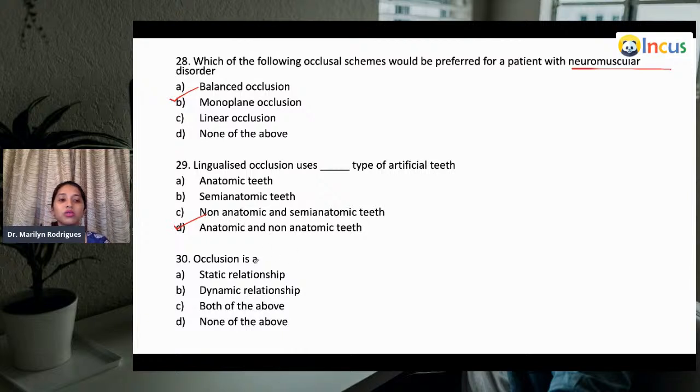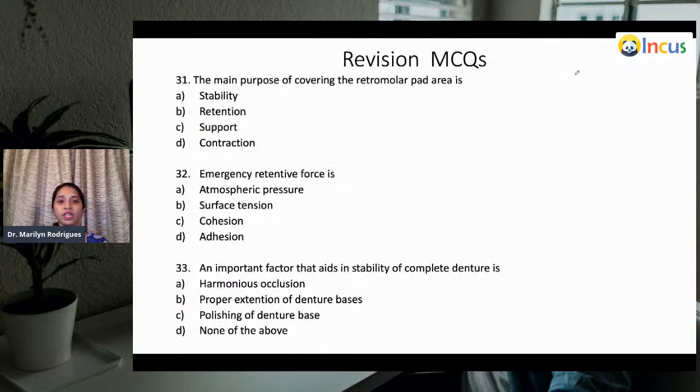Question number 30, occlusion is a static relationship, dynamic relationship, both of the above, none of the above. It is a static relationship. So 30, the answer is A. Now we completed our MCQs for today regarding the chapter for occlusion. Let's tackle some revision MCQs.